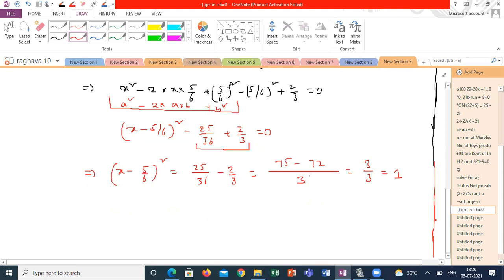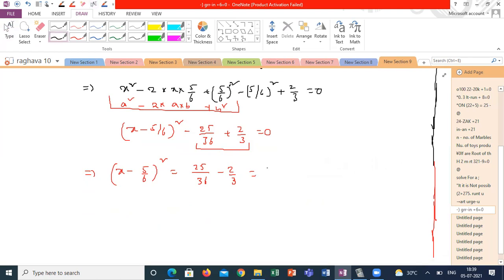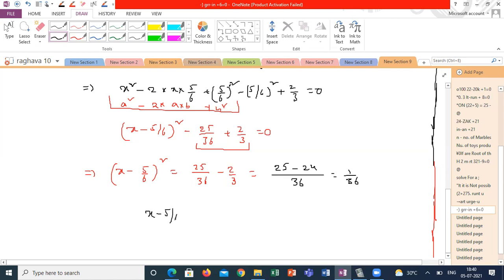Sorry guys. What is the LCM? LCM is 36. If it is 36, 25 minus 24, so it is 1/36. It's not 1. So my (x − 5/6)² is 1/36.